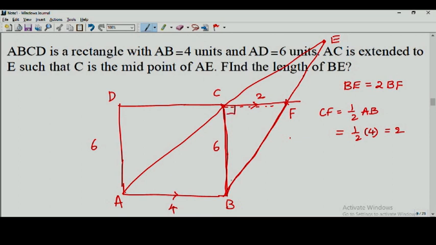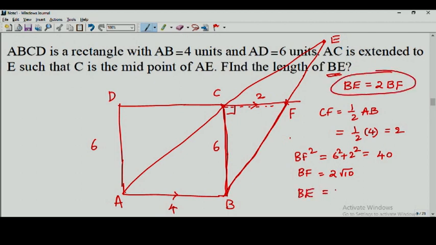So from this right angle triangle BCF, we can find the BF length. BF will be the hypotenuse of the triangle. BF square is equal to 6 square plus 2 square, that is equal to 40. So the value of BF will be root of 40, which is nothing but 2 root 10. But what is asked? BE value. BE is 2 times BF, that is equal to 4 root 10 units.